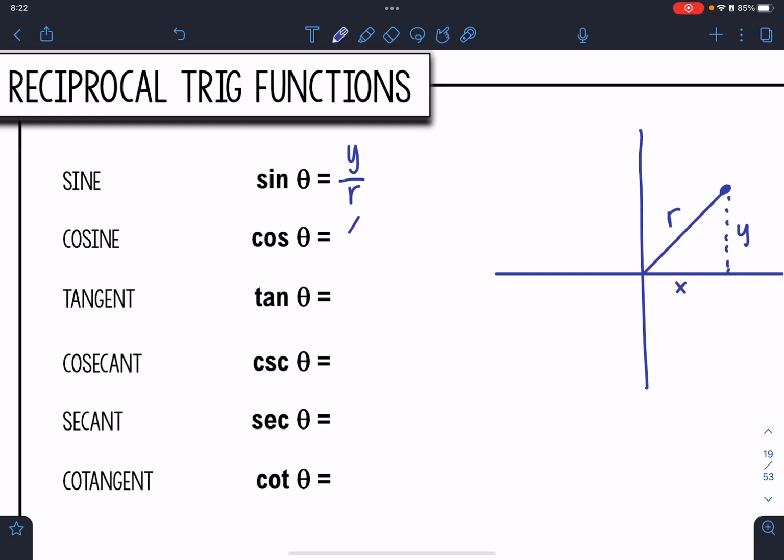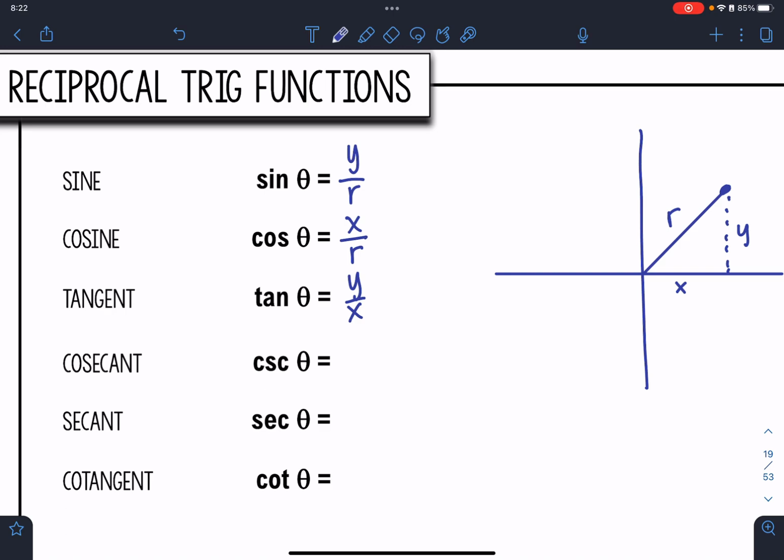So cosine is still x, but x over the radius, really, right? Adjacent over hypotenuse. And then tangent is the same as before, right? We're not even using the radius there, so that's still y over x, okay? But now let's talk about what is cosecant, secant, and cotangent, okay?